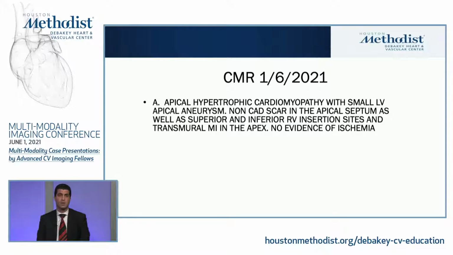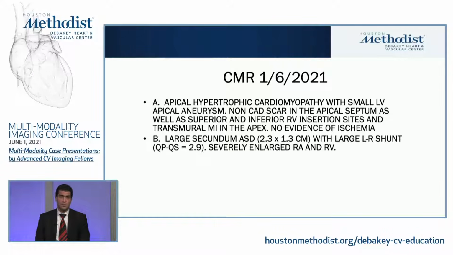So the report of the CMR, which we communicated with the provider, was apical hypertrophic cardiomyopathy with a small LV apical aneurysm, the scar especially in the apex, also in the superior and inferior RV insertion site. And this is important because these are findings that we see in pulmonary hypertension. There is no evidence of ischemia, and in HOCM as well, no evidence of ischemia. I did not show the stress test, and it's important, which I don't think I'm going to have the time to discuss.